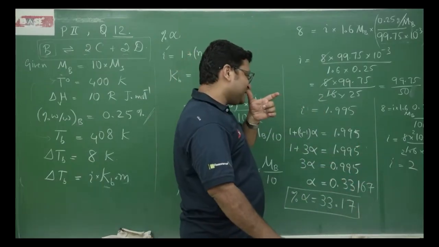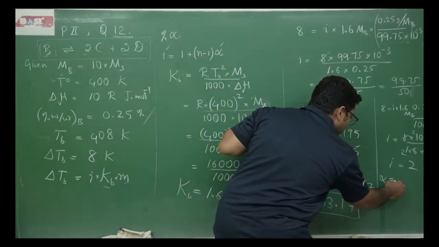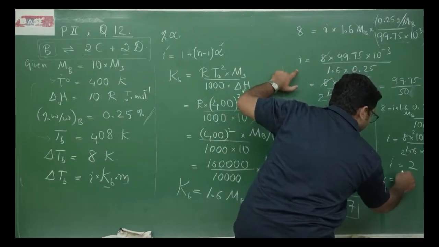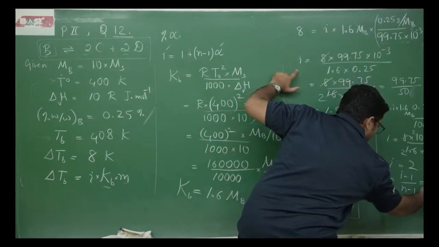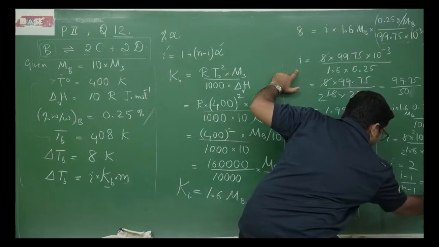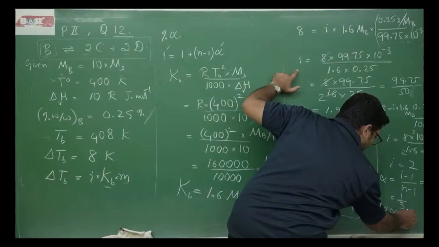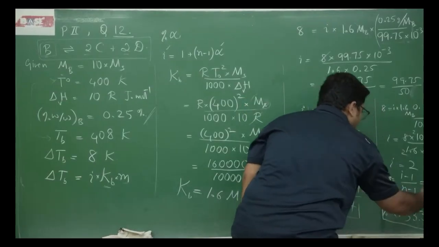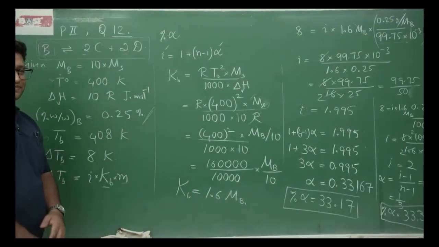On the other hand, if you consider dilute solutions, the alpha value will be equal to i minus 1 divided by n minus 1, which is 2 minus 1 divided by 4 minus 1, which is 1 divided by 3. In terms of percentage, it will be 33.33. Clear? So that's it.